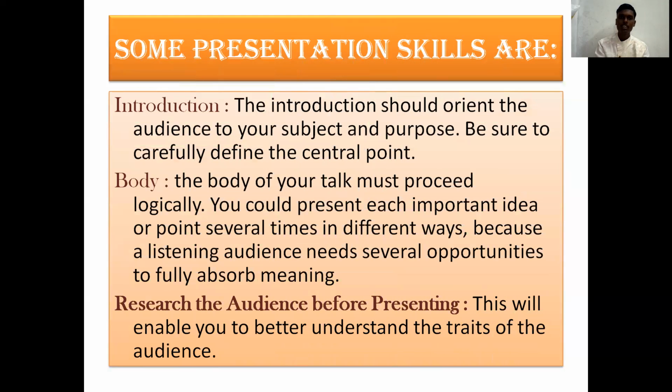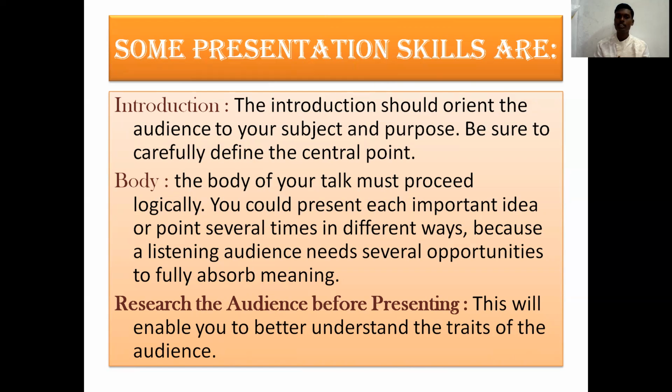Next, coming to some presentation skills, which I said before: introduction and body. The introduction should orient the audience to your subject and purpose. Be sure to carefully define the central point, which means that in the introduction, we should not say the whole topic of our given topic. We should just say what purpose we stand there for, and what the subject or topic is that we are speaking about to the audience. You have to be sure and carefully define the central point.